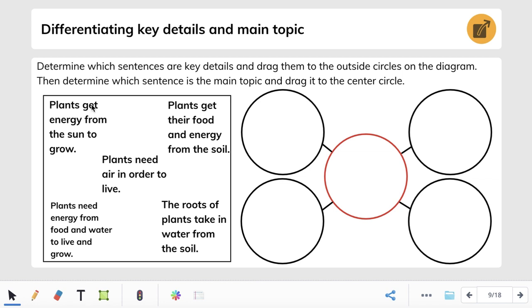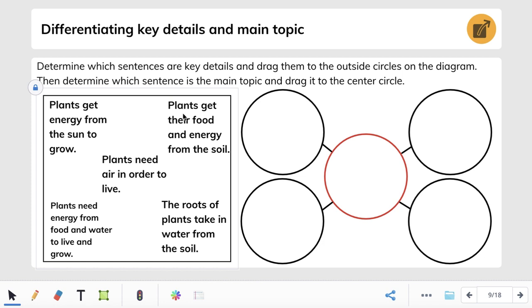My turn. Plants get energy from the sun to grow. Your turn. Plants get energy from the sun to grow. Now think about that. Do you think that that is a key detail or a topic? Well, let's read the other ones and then we'll go back to that. That way you can see what all the other sentences say.